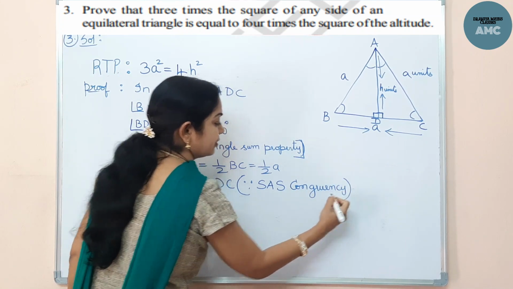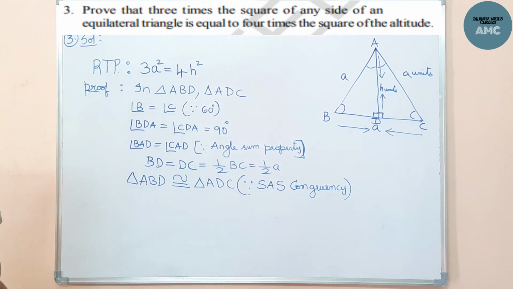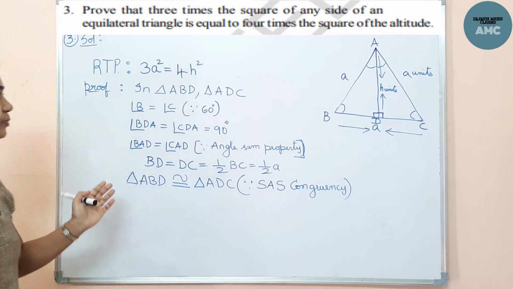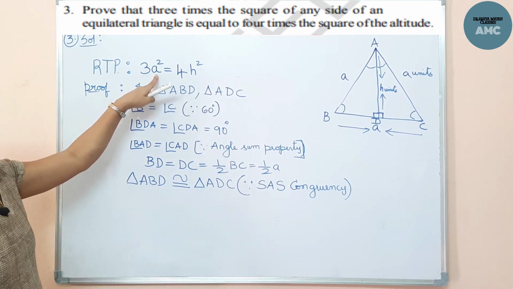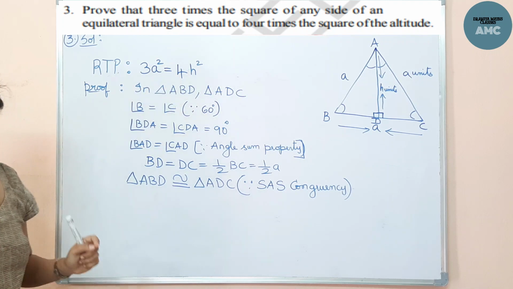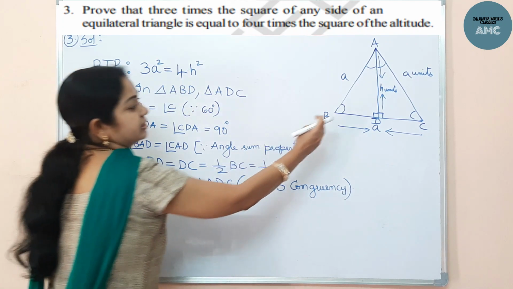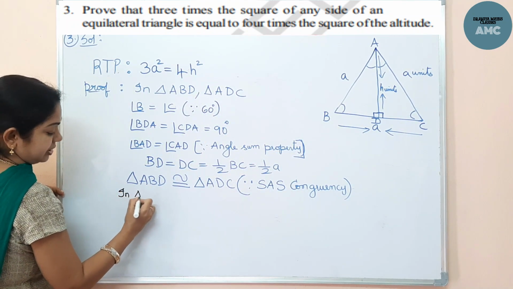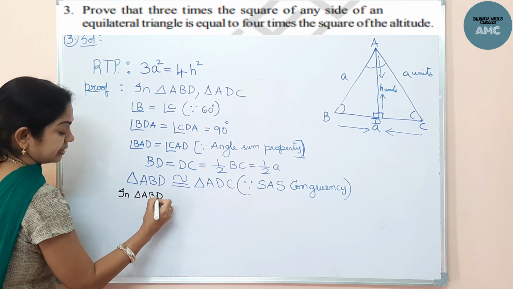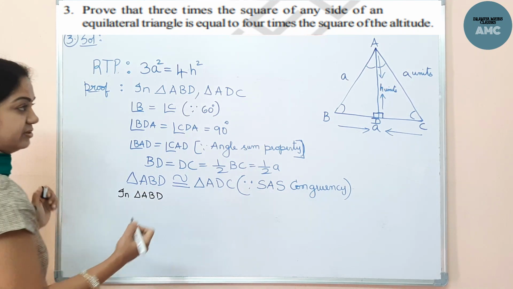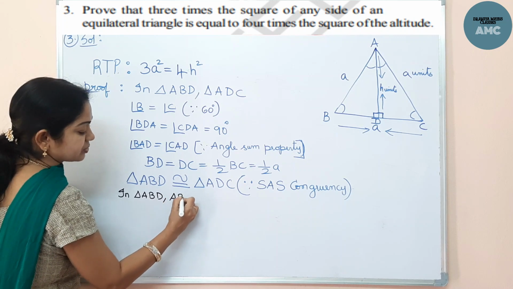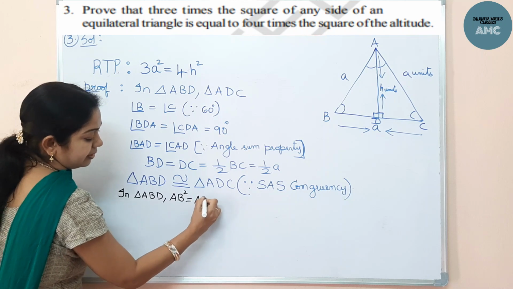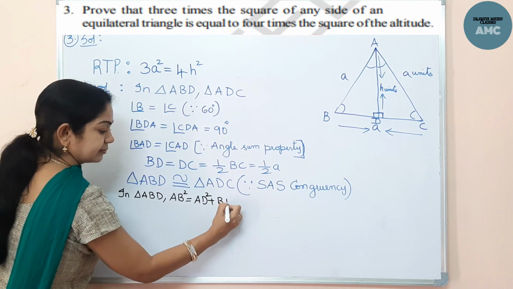SAS congruency. We can say that these two triangles are congruent to each other. Now we need to prove that 3 times the side square is equal to 4 times its altitude square. Now here let me consider triangle ABD. Since it's a right angle triangle, I am going to apply the Pythagoras theorem. Here AB square, this is the hypotenuse, AB square is equal to AD square plus BD square.